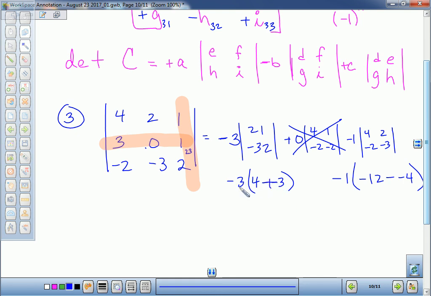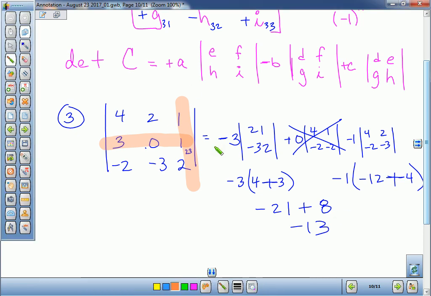So this is negative 3 times 7, negative 21. This is negative 1 times negative 8, positive 8. So the result is negative 13. Wait, how'd you do that in one step? Parentheses. How to do this?